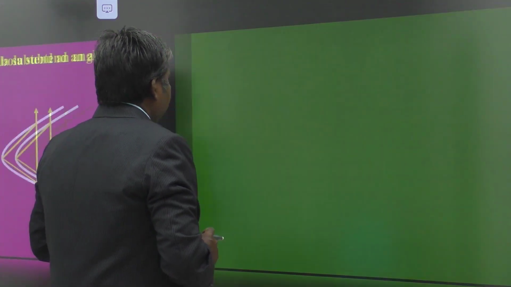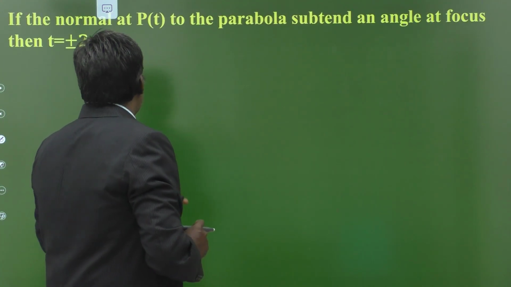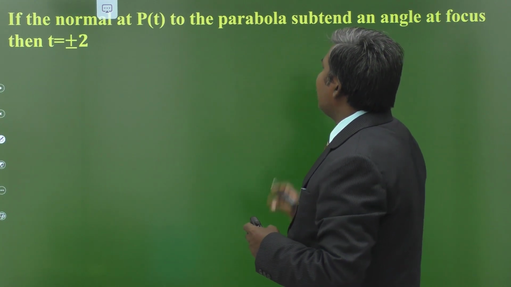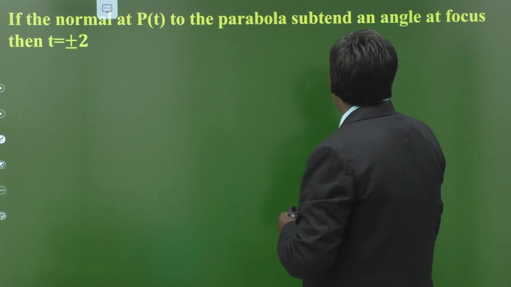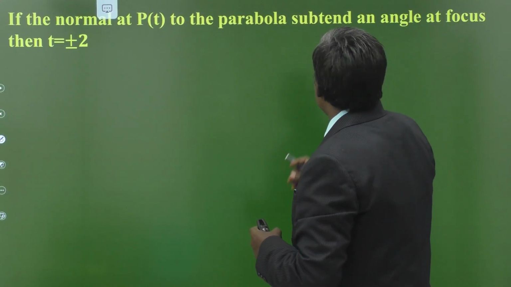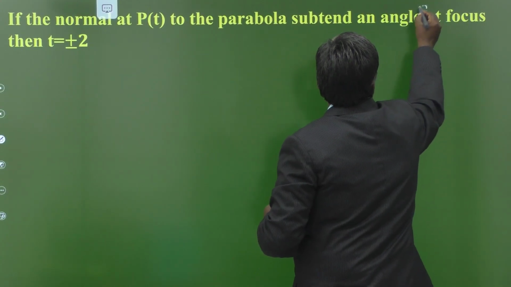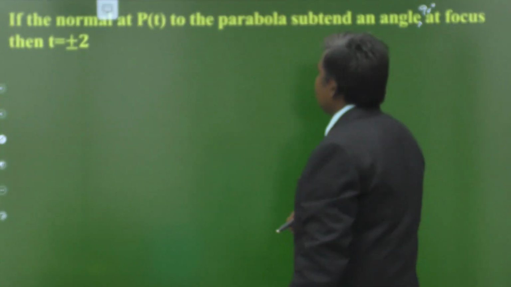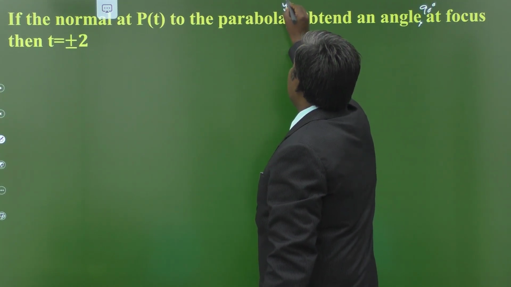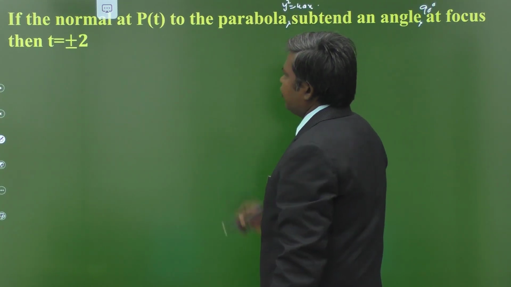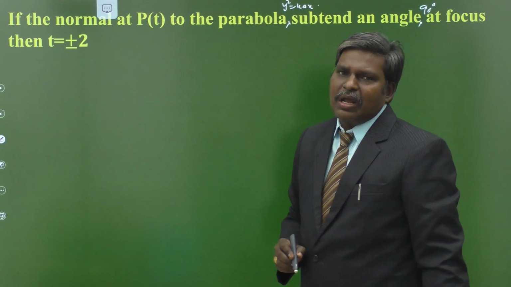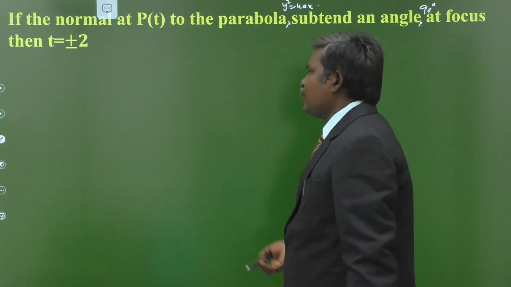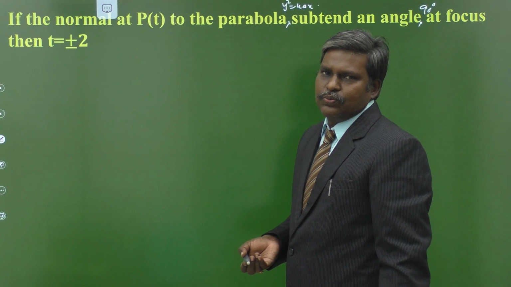Okay. See the next result. This is the same as above. If the normal at P of T to the parabola subtends an angle 90 degrees at the focus, then T is equal to plus or minus root 2. Your parabola is the same here also, y square is equal to 4ax. If the normal at P of T to the parabola y square equal to 4ax subtends an angle 90 degrees at the focus, then you have to show that T is equal to plus or minus root 2.